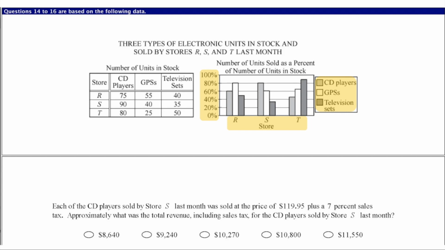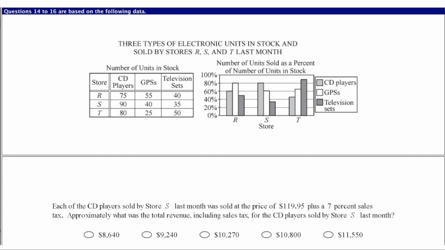All right. Bringing it all together for a summary. We already figured out that these can work together, so let's try that really quickly. We already figured out that there are 50 television sets in stock at T, and that 90% of the television sets in stock are sold. So putting that together, 90% of 50 is 45, which means that 45 TVs were sold at store T last month. Cool, awesome. We know how to interpret this data. Now we can go ahead and move on to the question.